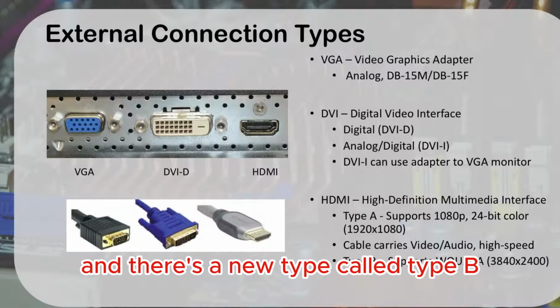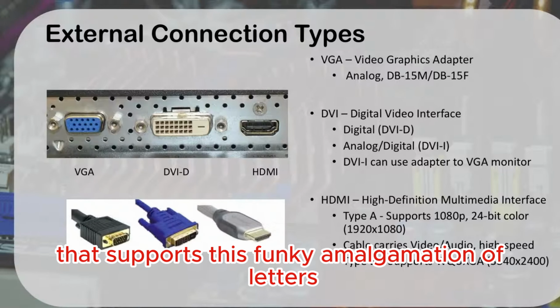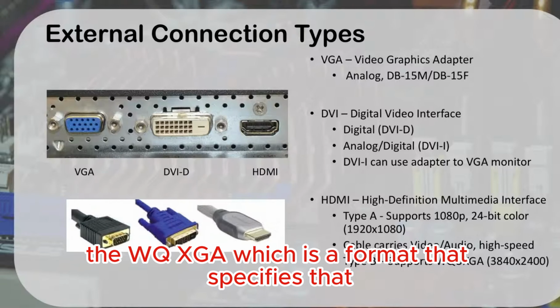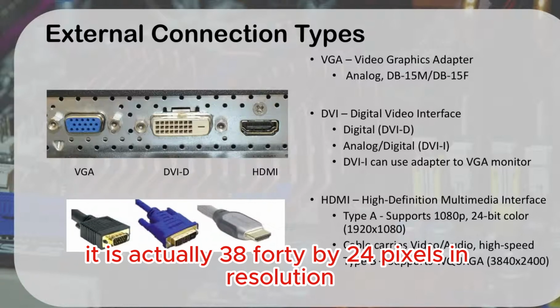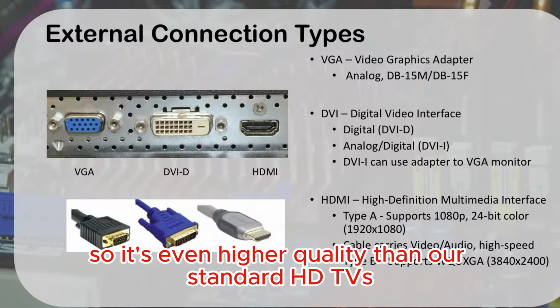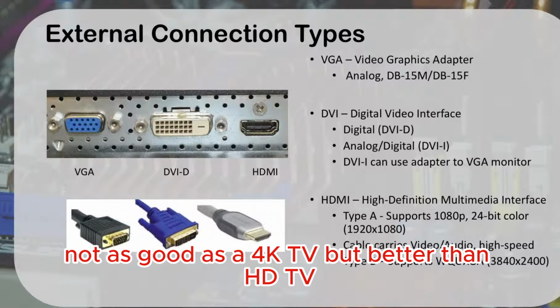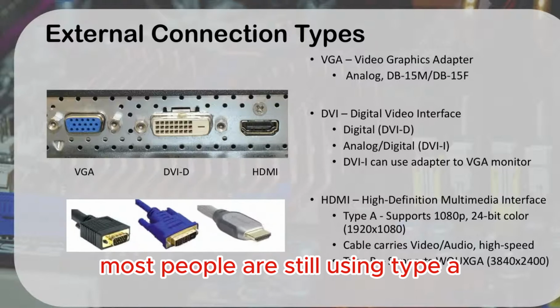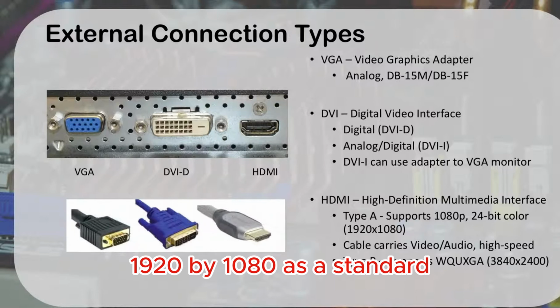And there's a new type called Type B that supports this funky amalgamation of letters, WQUXGA, which is a format that specifies that it is actually 3840 by 2400 pixels in resolution. So it's even higher quality than our standard HD TVs. Not as good as a 4K TV, but better than HD TV. Most people are still using Type A, 1920 by 1080, as the standard.